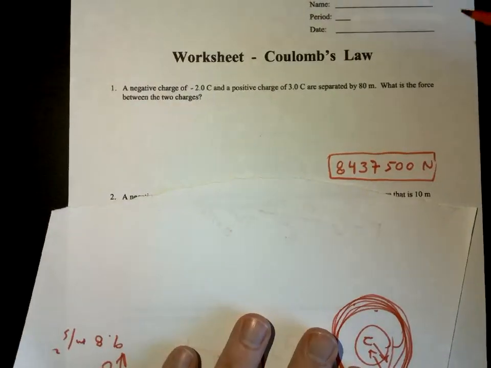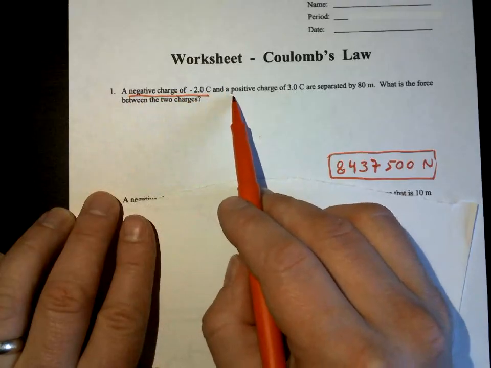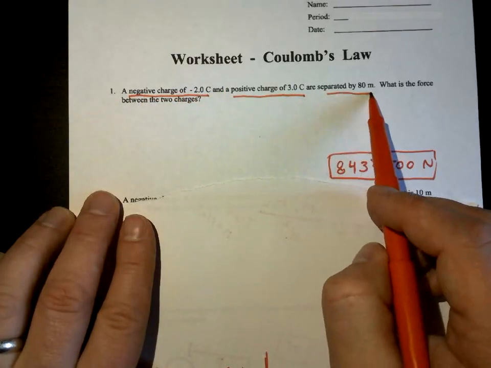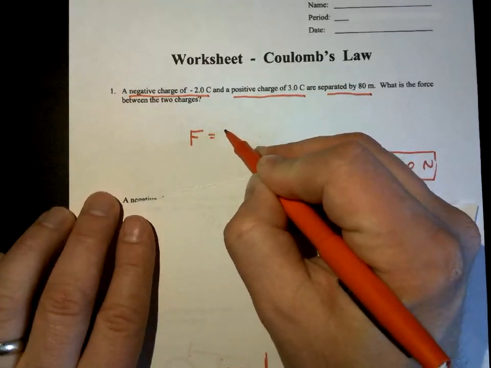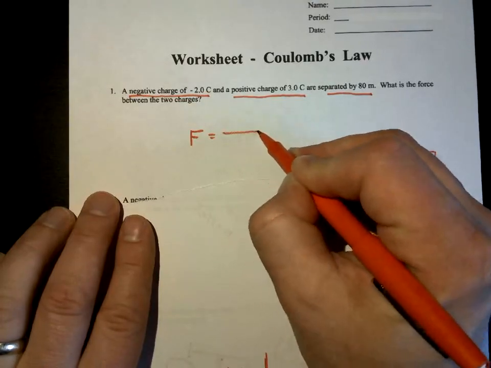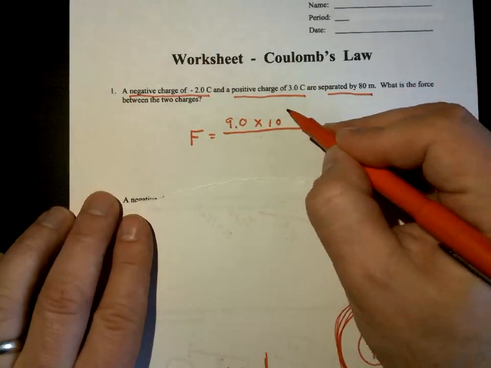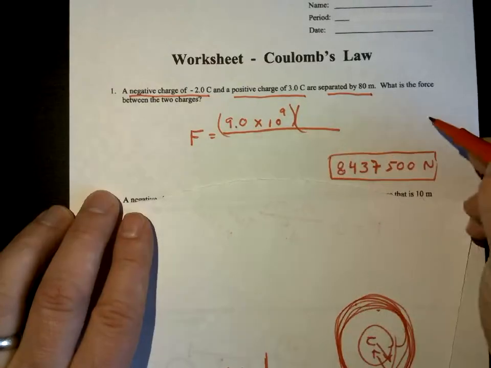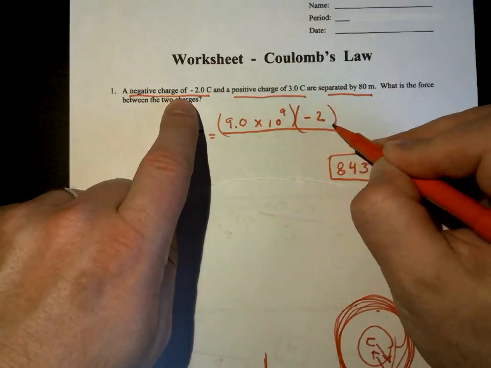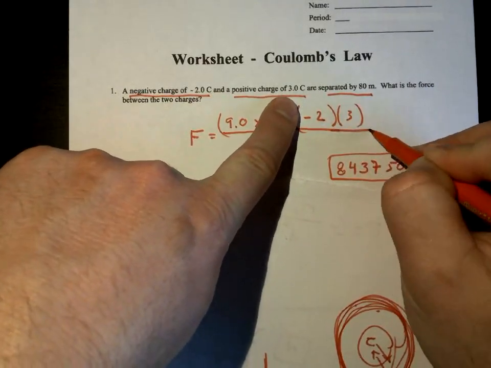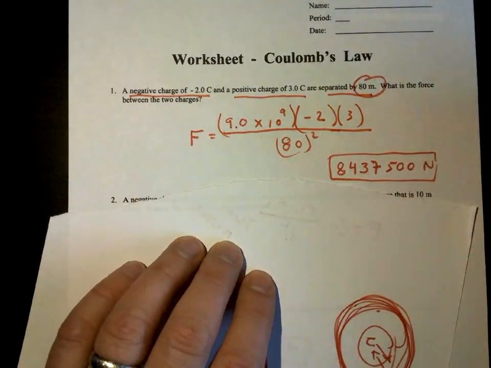To throw this at you, make sure you read all this information. A negative charged particle has this, a positive charge has this, separated by 80 meters. What's the force on the charge? Make sure you show your work. Here's the K. I think the K was 9 times 10 to the ninth, I do believe. Now, what's Q1? Well, you have a negative charge, so why don't we just call it that? Then you have another charge, and they're separated by 80. Good. And there you go.